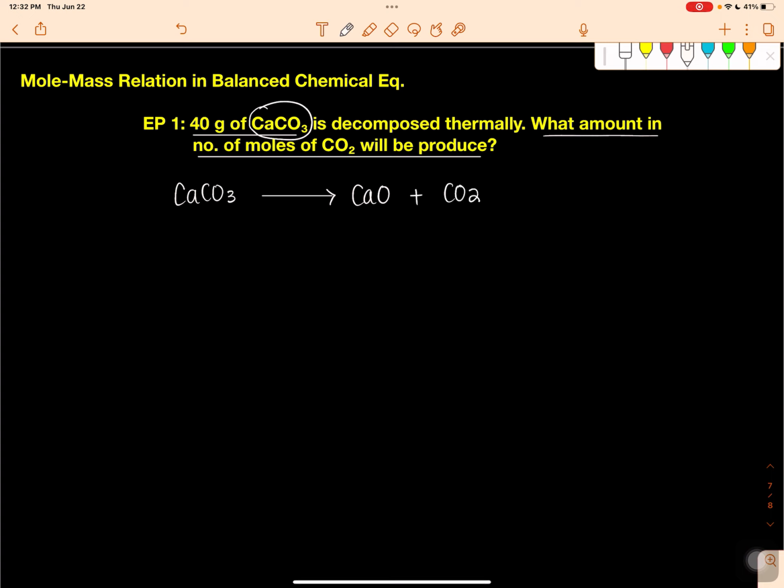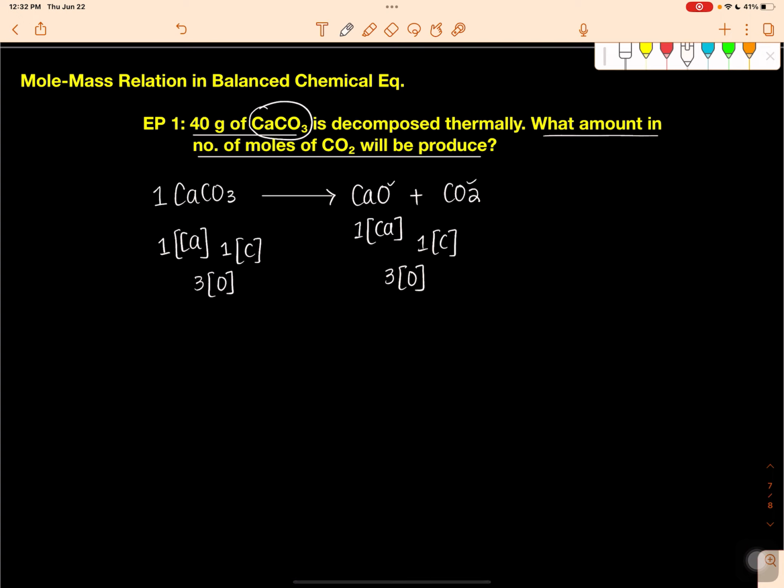And if you see the number of atoms here, we have one atom of calcium, one atom of carbon, and 3 atoms of oxygen. Here we have 1 atom of calcium, 1 atom of carbon, and again 3 atoms of oxygen. So this equation is balanced all the way. This tells us that 1 mole, if decomposed, is going to produce 1 mole of calcium oxide and 1 mole of carbon dioxide.